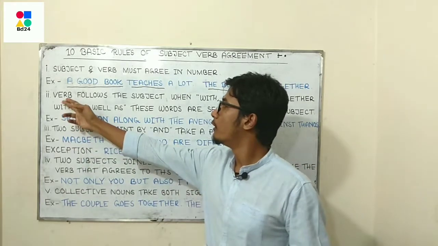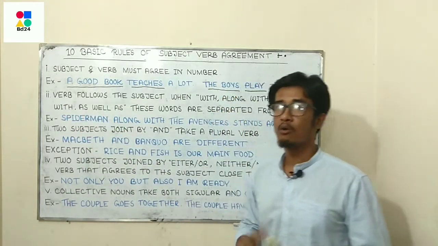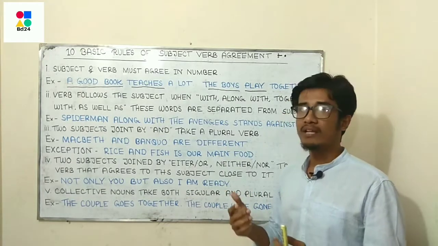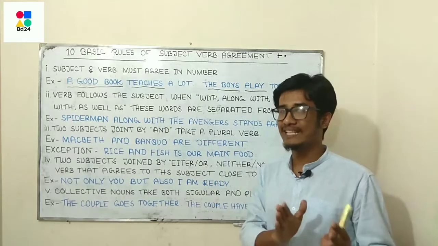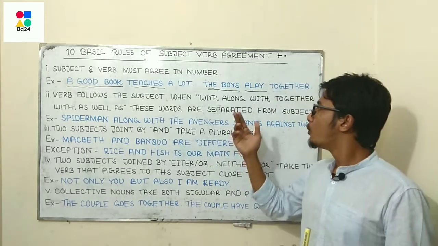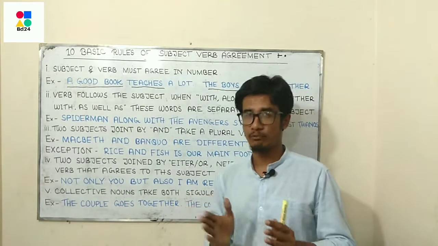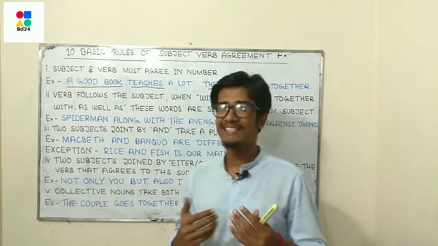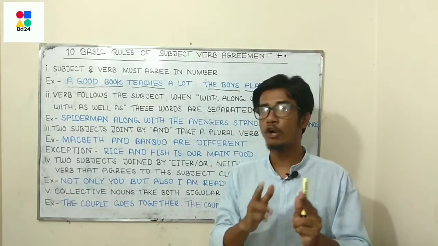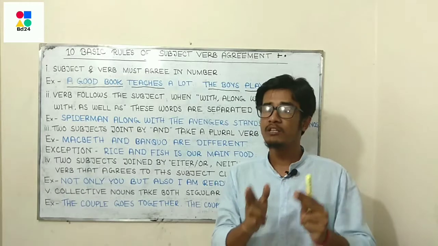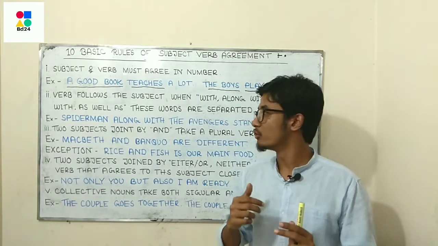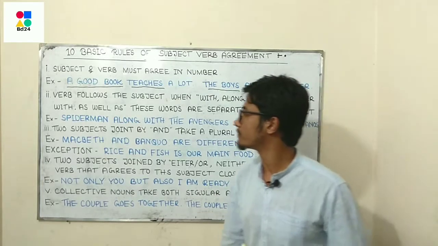The next rule: the verb follows the subject when with, along with, together with, as well as these words are used in a sentence, but they are separated from the subject. With, along with, together with, as well as, these words may come in a sentence, but if they are separated from the subject, then the verb will not follow with, along with, together with, or as well as. The verb will always follow the subject.